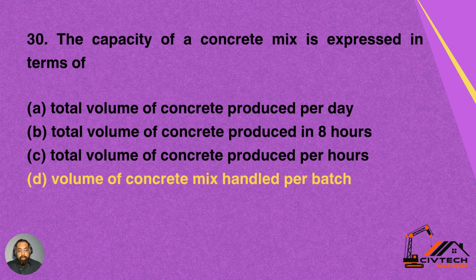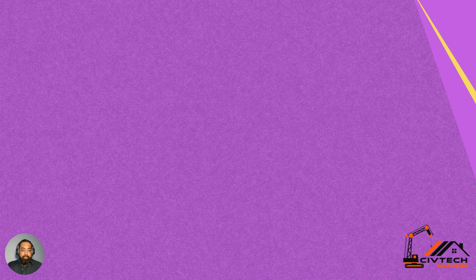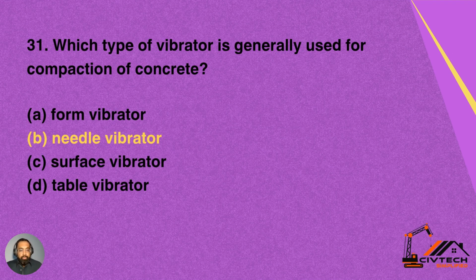So in one batch, how much concrete mix can be handled by that mixing unit? So the capacity of that concrete mixing unit is expressed in terms of that specific batch. Option D is the correct answer for this question, which is volume of concrete mix handled per batch.